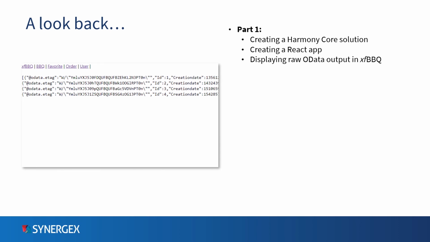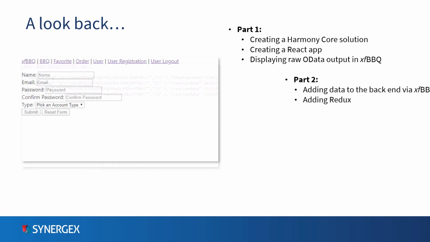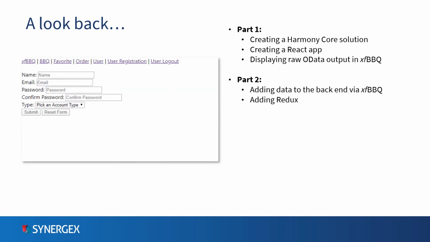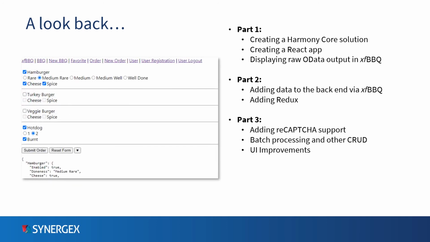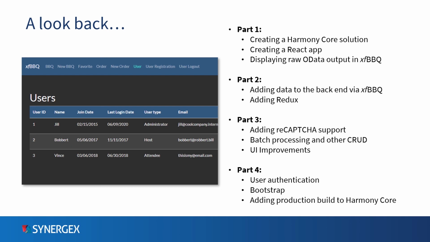Let me just recap what I did. In part 1, I created the Harmony Core and React app, and then I displayed the raw data. In part 2, I added Redux and figured out how to add data to the backend. In part 3, I added reCAPTCHA support as well as batch processing and our initial UI improvements. And lastly, in part 4, I added user authentication. Everything's now styled nicely in Bootstrap, and the production build is in Harmony Core.